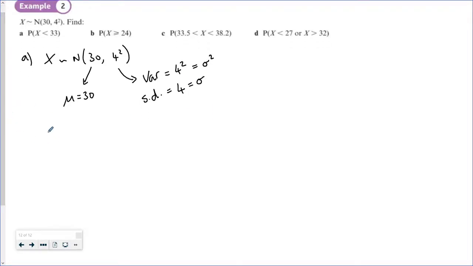So let's have a look at part A then. We want the probability of x being less than 33. So I would draw a little sketch of the normal distribution. We know that the distribution is centered around 30 because that's the mean. And we want the probability of x being to the left of 33. So all of these x values here. So we're going to get our calculator to work out what is that area for us.